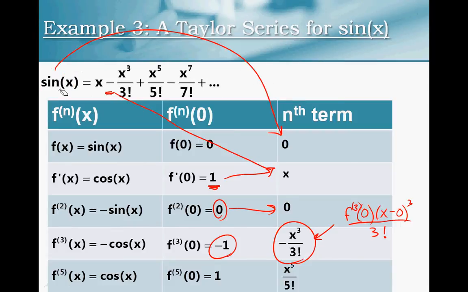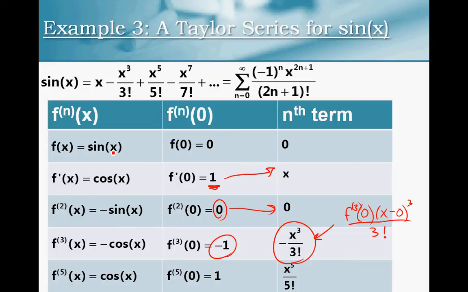So now what I have, look up at the top of the screen here, I have the sine of x is equal to x minus x cubed over 3 factorial plus x to the 5th over 5 factorial minus x to the 7th over 7 factorial, and it continues on in that fashion. The powers keep going up by 2 each time, so by odd numbers. The signs keep alternating. The denominator keeps going up by a factorial of an odd number. And so the sigma notation is the sum from 0 to infinity of negative 1 to the n times x to the 2n plus 1 over 2n plus 1 factorial. So now I have a Taylor series for sine of x.